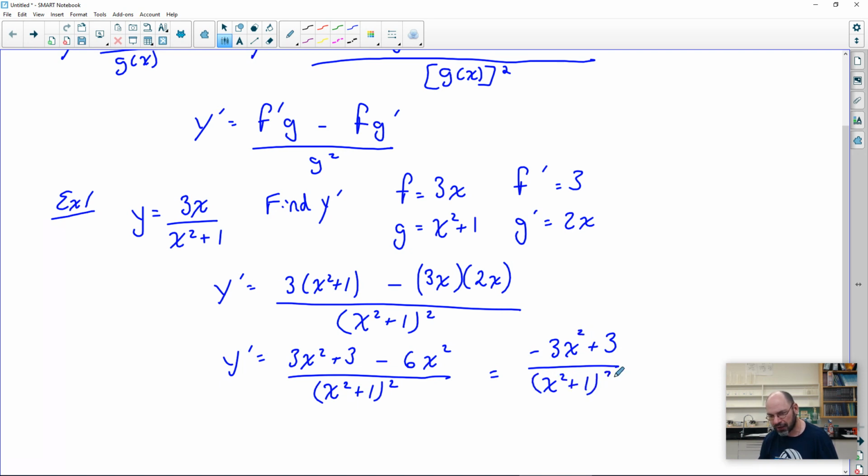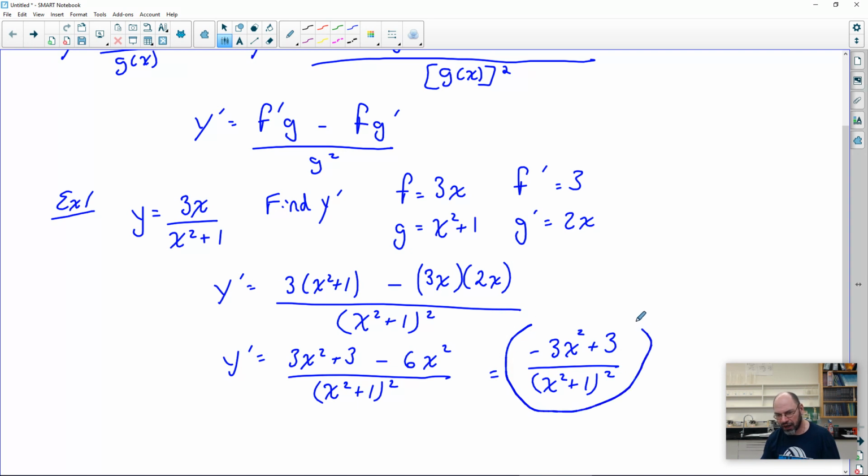Now you might think, oh, can we factor out a 3 and get x squared plus 1? Well, no, because it's negative. If we factor out a negative 3, we'd get x squared minus 1, which wouldn't simplify or cancel one of the bottom ones out. So we'll leave it in that form, and that's a good form for our derivative to be left in there in our first example.